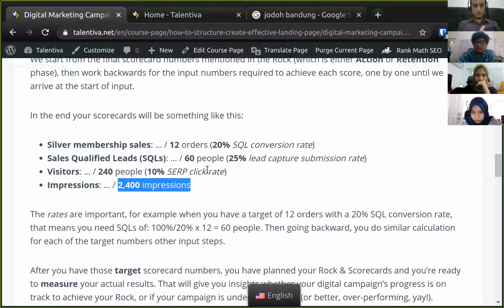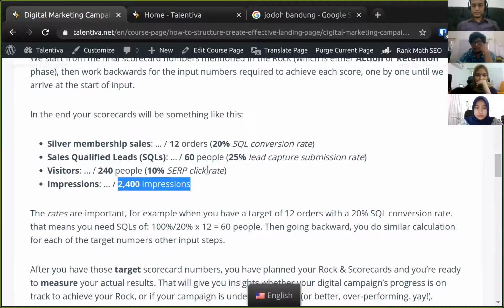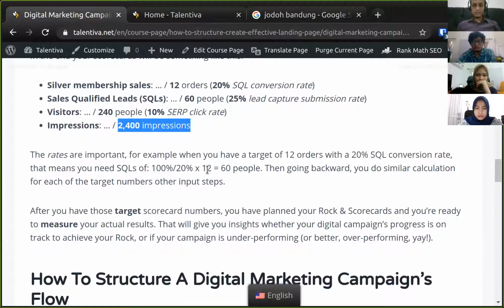So you need to have a rock, and then you need to break down that rock into scorecards. And then each week in the EOS weekly meeting, you report the scorecard. You report, okay, this week, how many sales do I have? This week, how many leads do I have? This week, how many visitors do I have? This week, how many impressions do I have? If these are your scorecards. All right. Okay, this is it for this section.